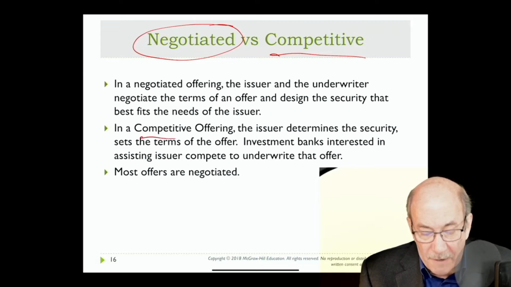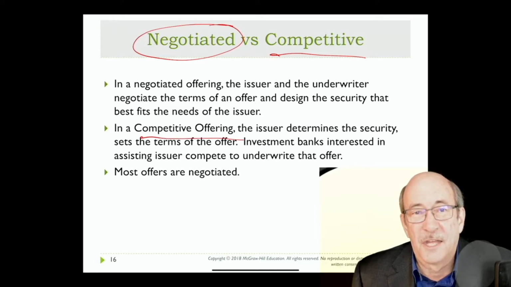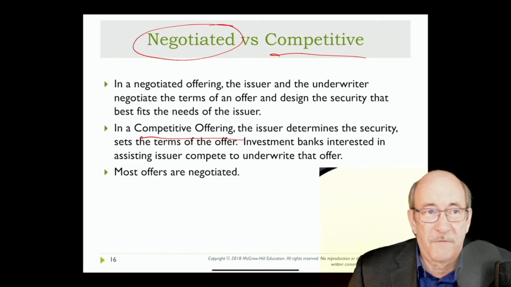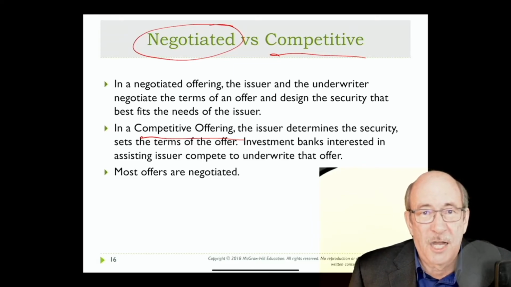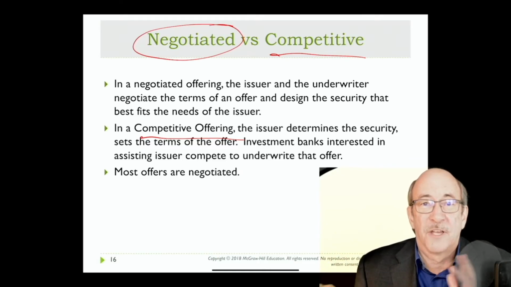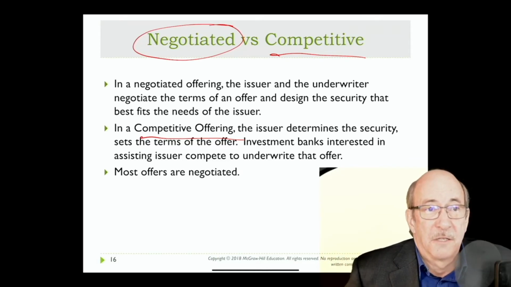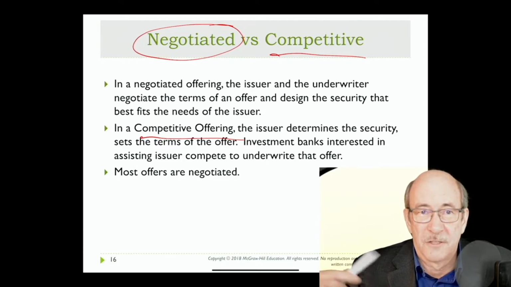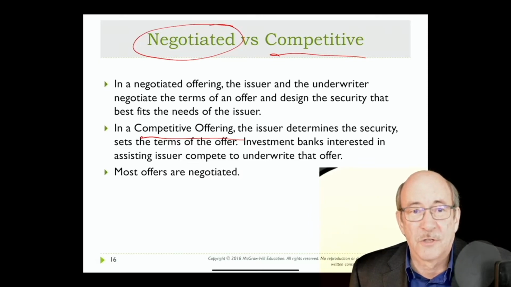A competitive offering is a little different in that basically the firm itself, the issuer, designs the security and says, look, we want to issue $50 million worth of equity. It's going to be common stock, and we've already figured out what we think it will sell for in the marketplace. We've figured out some of the characteristics. Now we're going to put that out there, and any investment bank that wants to bid on helping us with this, you're free to submit your bids. We'll select from that list of bids, and we'll go with that particular company.